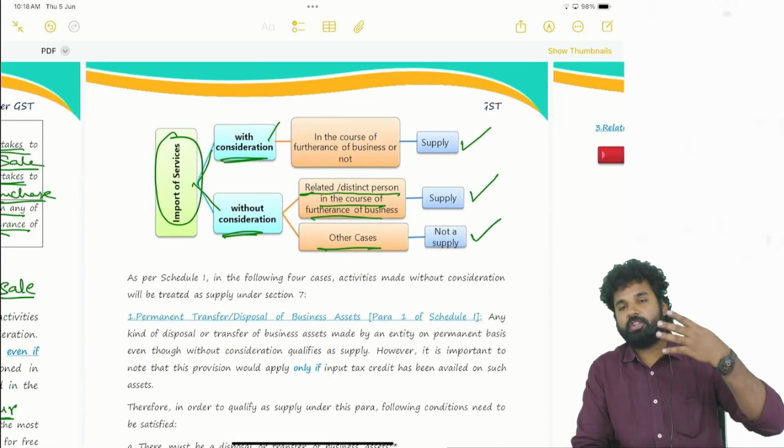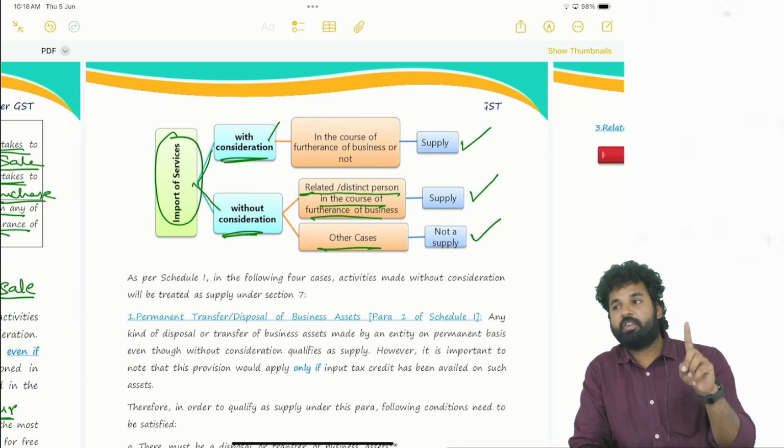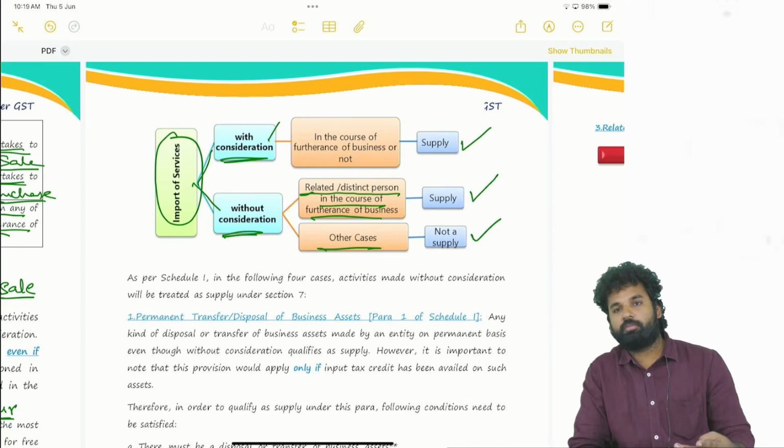So in schedule 1, how many paras are there? 4 paras are there. First point is permanent transfer or disposal of business assets on which input tax credit has been availed. If business assets are there, on which input tax credit has been taken, and such assets are being transferred without consideration, that is para 1. Para 2 is with respect to supply between related person and distinct person, and that too for no consideration. Para 3 is transfer of goods from principal to agent, agent to principal.